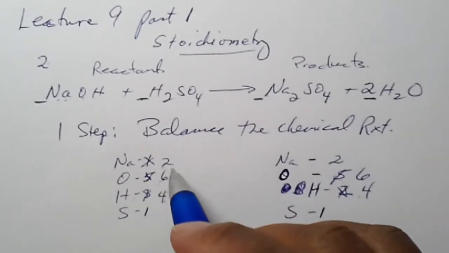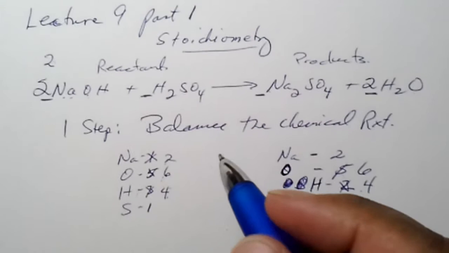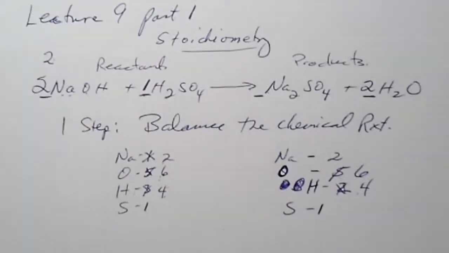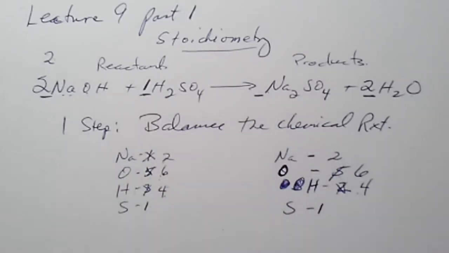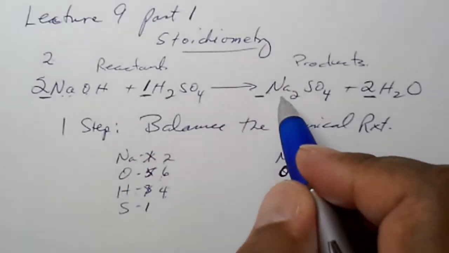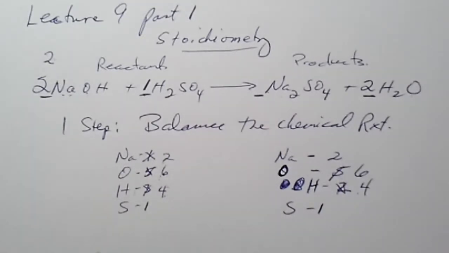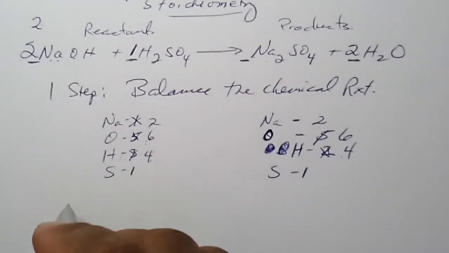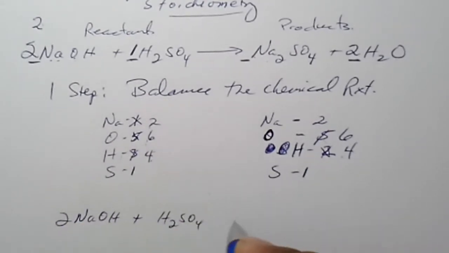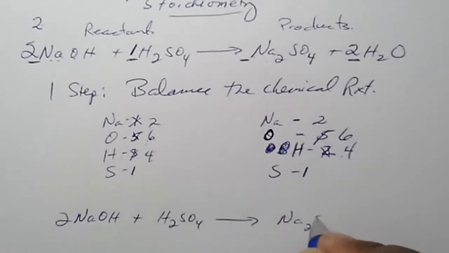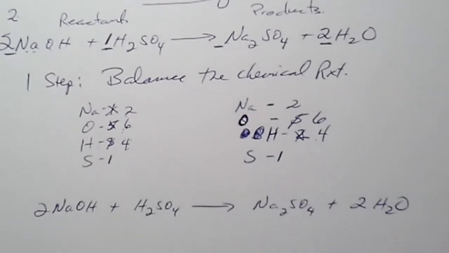So let's look at what we have. We have a 2 in front of our sodium hydroxide. We have a 1 in front of the sulfuric acid. Whenever you don't have a value, it's assumed to be 1. There's a 1 in front of sodium sulfate and a 2 for the water. So our balanced equation now is 2 sodium hydroxides plus 1 sulfuric acid, giving us 1 mole of sodium sulfate plus 2 moles of H2O. That's our first step.